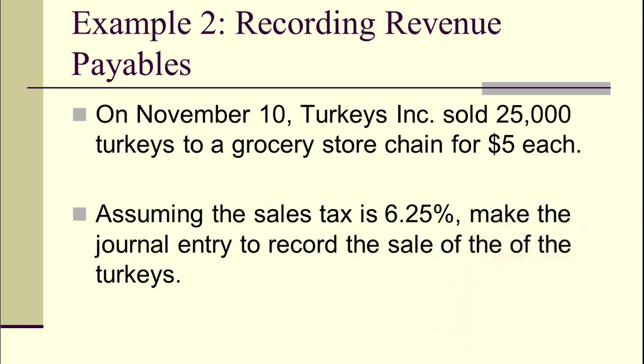So let's start then with this sale that Turkeys Incorporated has made. They sold 25,000 turkeys to a grocery store chain for $5 each. We want to make the journal entry to record the sale if the sales tax in their area is 6.25%.